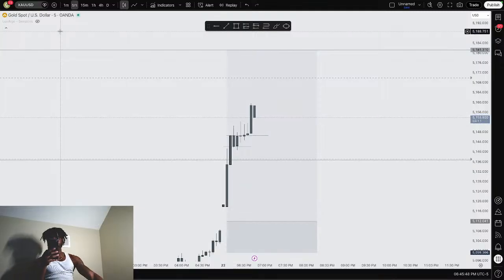Now, first position is in profit. I'm moving my stop loss. What am I up? A 1 to 3.5, 1 to 4. I'm moving my stop loss below. So the second position can be put at break even. Yeah, all my positions can be put at break even.